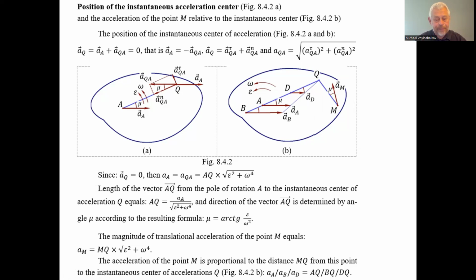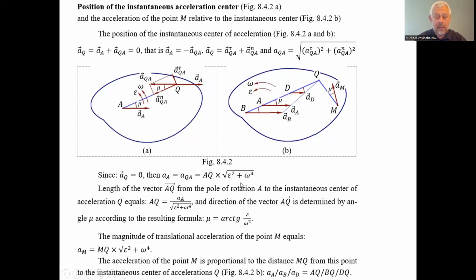Assuming that the point Q would be the instantaneous center of the accelerations, then the acceleration of the point A translation has to be equal to the rotational acceleration by the magnitude of the point Q around the pole, around the point A. Rotational acceleration, I mean the common acceleration, consists of the tangential component and the normal component of the acceleration.